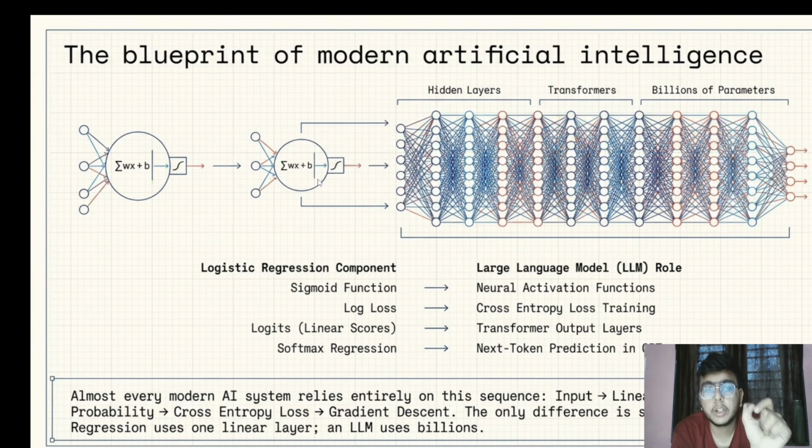Almost every modern AI system relies entirely on this sequence: input, linear score, activation, probability, cross entropy loss, gradient descent, and repeat this cycle again and again. The only difference is scale. Logistic regression uses one linear layer and LLMs use billions of linear layers. This is all about logistic regression.